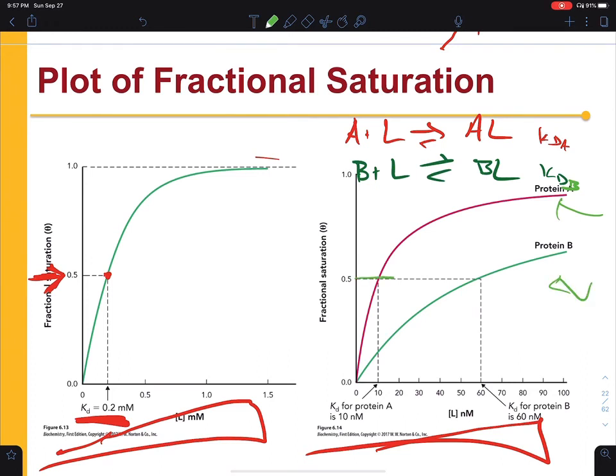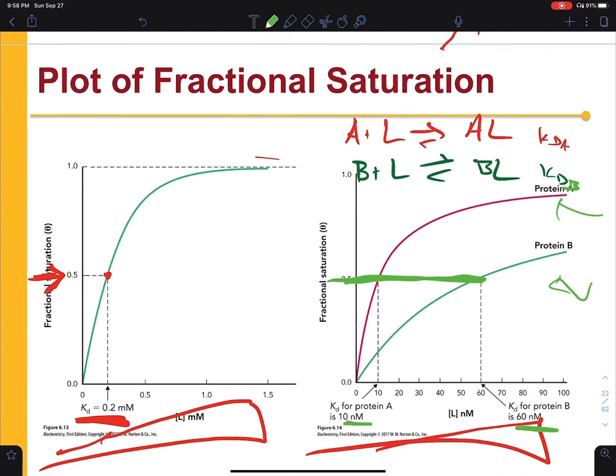We can measure the Kd simply by going to 50%. We don't need to know anything about this. We just go to what's bound at 50%, and we see that protein A has a Kd of 10 nanomolar, and protein B has a Kd of 60 nanomolar. Just by looking at this graph, we know that protein A has a higher affinity for the ligand than protein B, right? Because you get to 50% bound at a much lower concentration than you do for protein B.